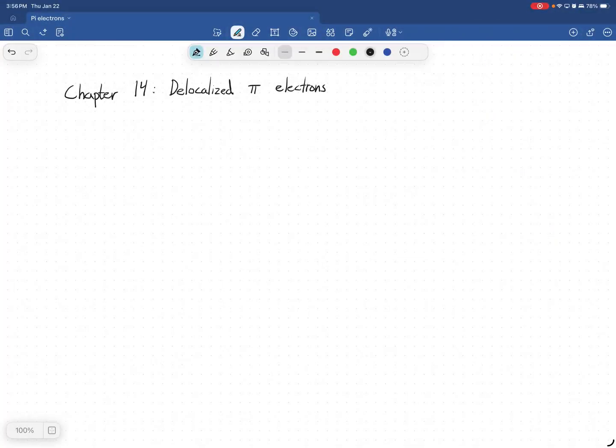Okay, any last questions about alkynes? If not, we're going to move on to the next chapter in our discussion of more reactions: delocalized pi electrons, or conjugated double bonds.